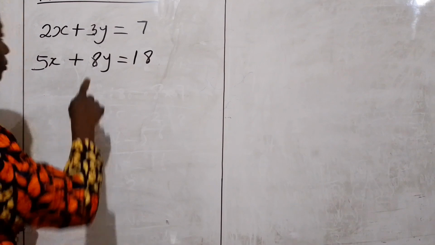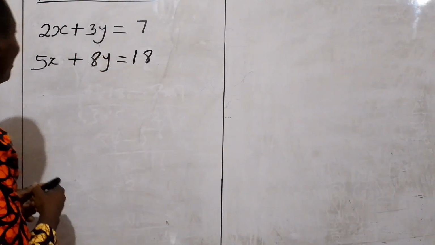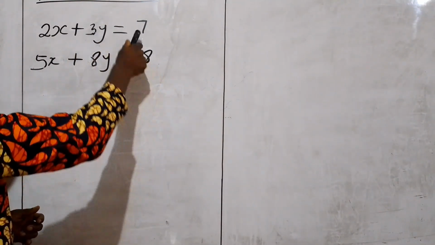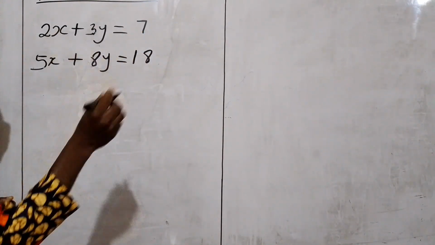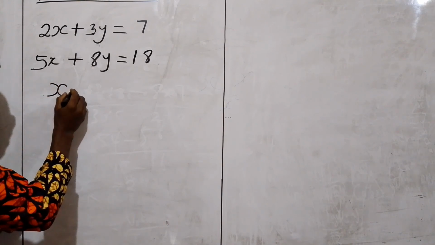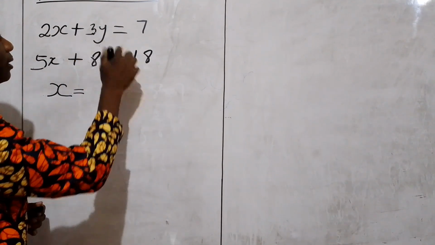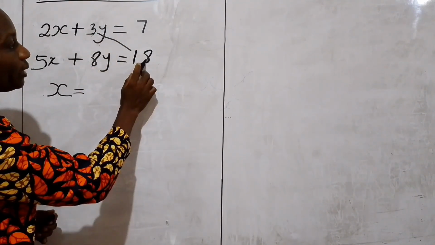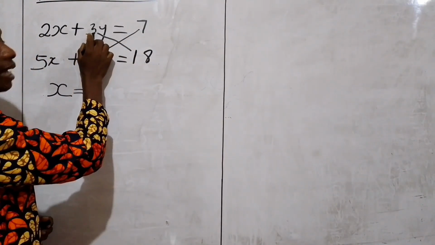Now what I'm going to do is find x before y. When finding x, we are going to cross multiply the coefficients of y with the constants. Just follow me very carefully. So I'm going to have x equals 3 times 18. I'm going to cross multiply the coefficient of y with 18, then do the same with this. So start with 3.